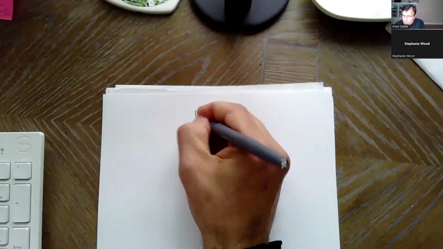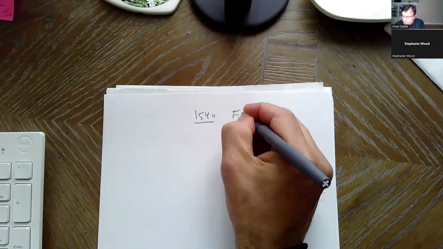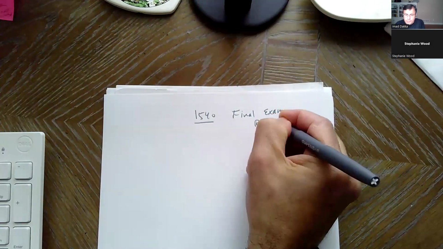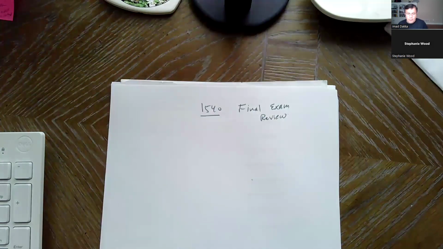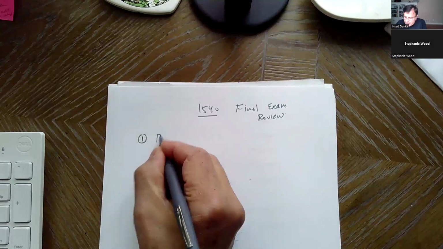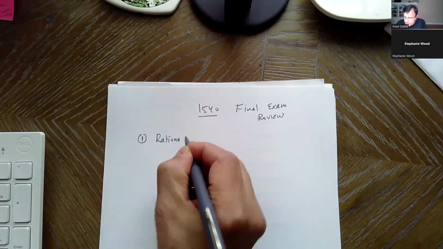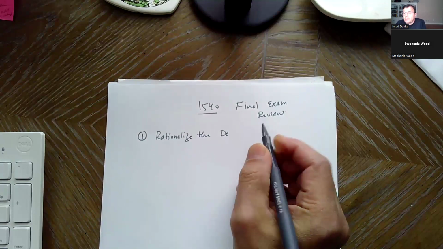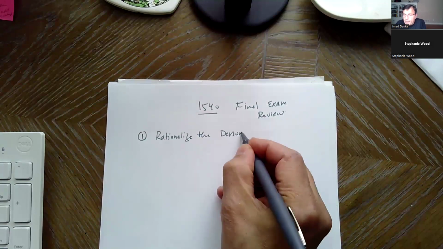So the first question, so this is the 1540 final exam review. Okay, I gotcha. The first question is to rationalize the denominator. And please stop me if you have any questions, okay? At any time, so.